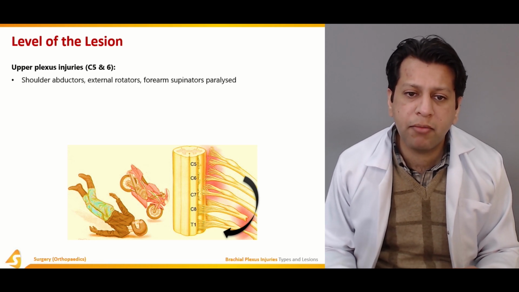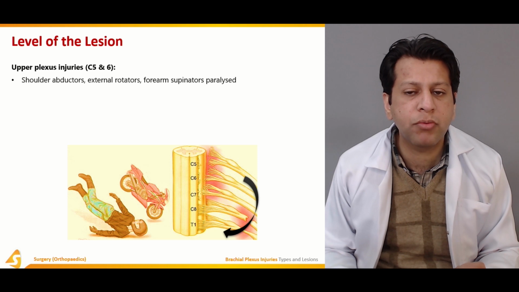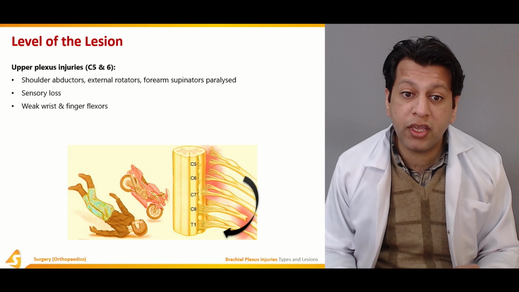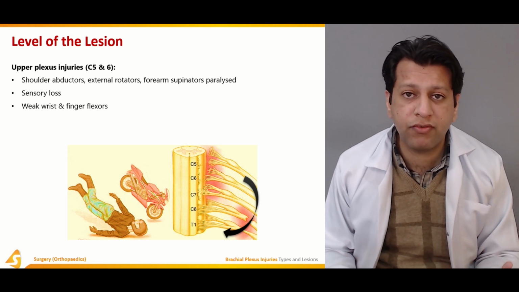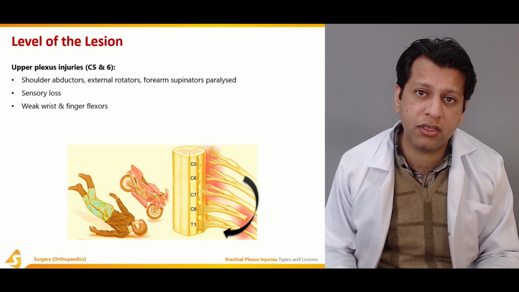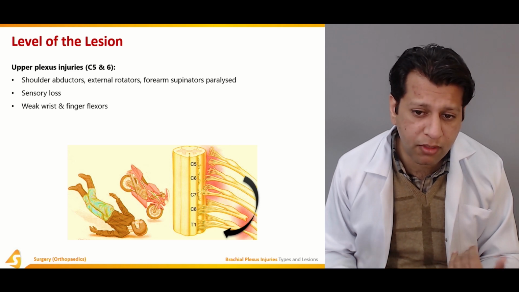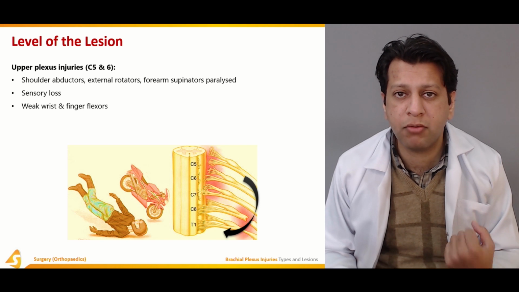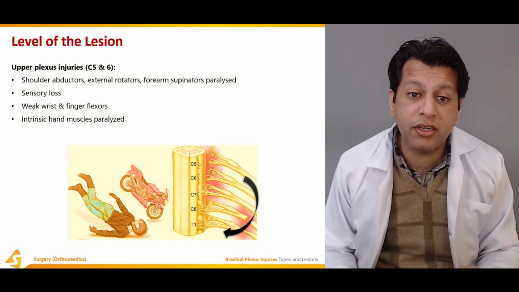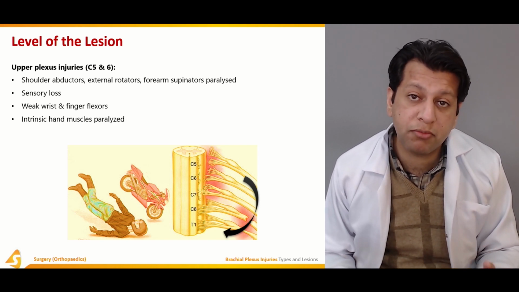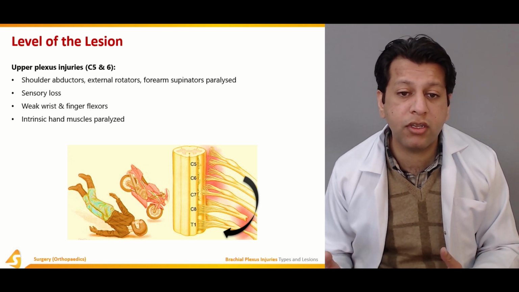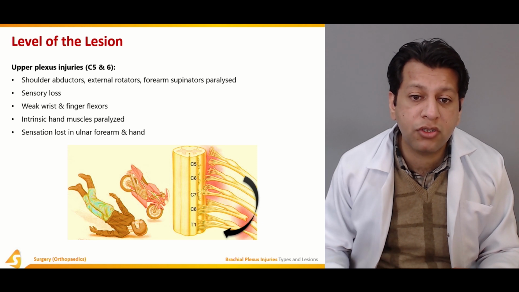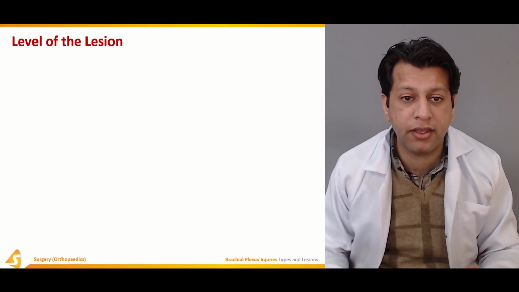Usually shoulder abductors, external rotators and forearm supinators are paralyzed. There is sensory loss as well. The wrist is weak, and usually with loss of C5 and C6, there may be a loss of finger flexion as well as forearm flexion. The intrinsic hand muscles may sometimes be paralyzed if there is an associated C8, T1 injury. The sensation is lost in the ulnar forearm and the hand area.